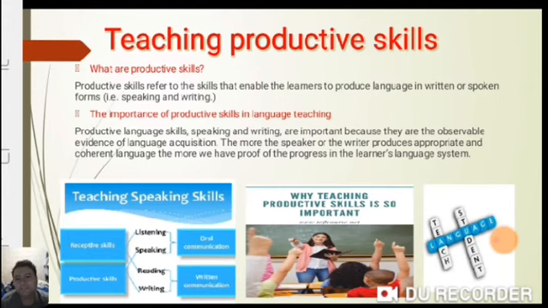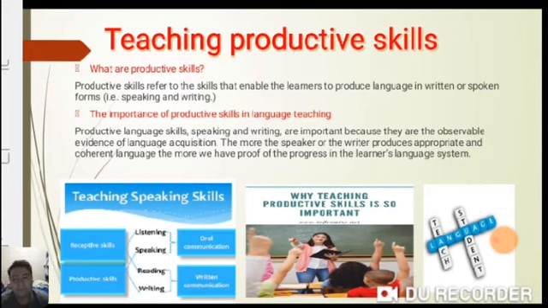Productive skills refer to the skills that enable learners to produce language in written or even spoken forms. It means, for example, speaking and writing. The importance of productive skills in teaching means a lot, because productive skills, speaking in this case, are important because they are the observable evidence of language acquisition. So the more the speaker or the writer produces appropriate and coherent language, the more we can approve of the progress in the learner's language system.